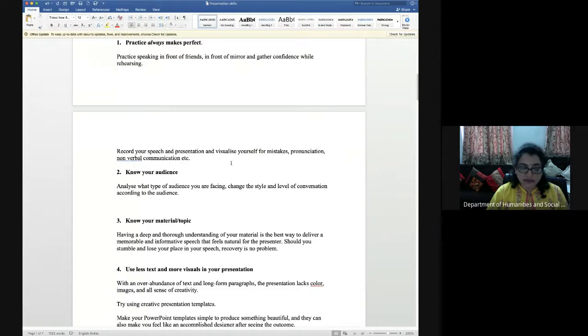Non-verbal communication means whether your expression is coming along with what you are saying, whether your hand movements are coming along with it. Sometimes your hand movements are different, your expression is different and you are saying something else. So it has to match. Your expression should match with the content you are speaking.